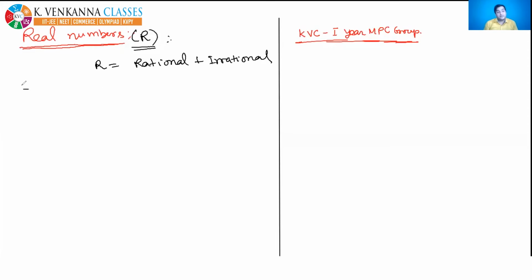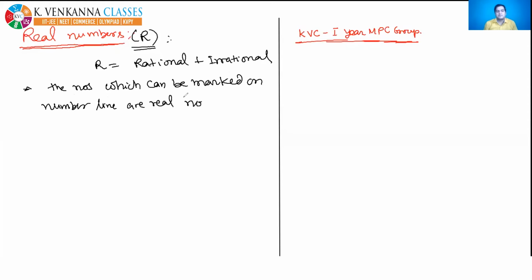And what is the definition of real numbers? Its simple definition is: the numbers which can be marked on the number line are real numbers. I think you have all seen the number line. This is a line, and let's take 0 here. On the right side of 0, the numbers are positive: 1, 2, 3, etc. On the left side, numbers are negative: -1, -2, -3, etc. So any number which can be marked on the number line is a real number.